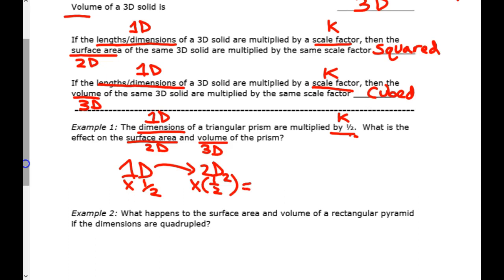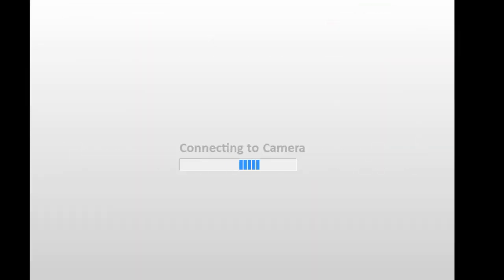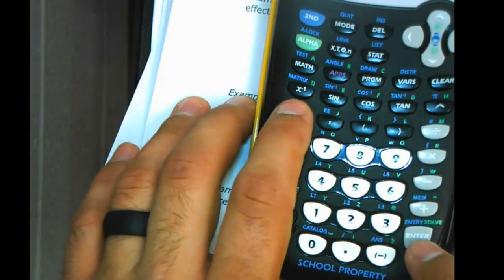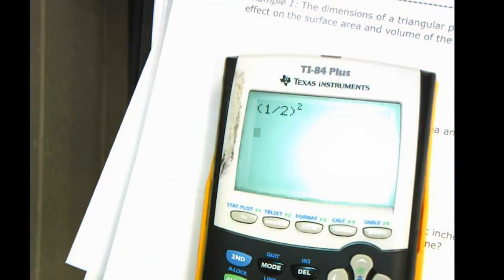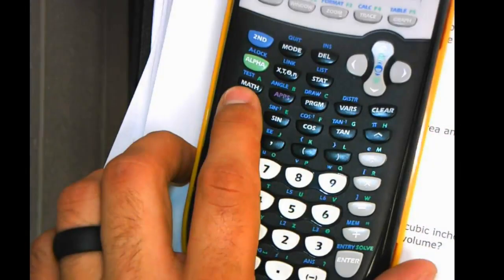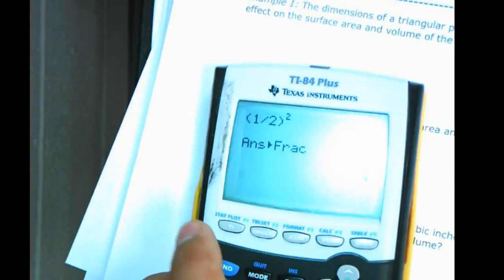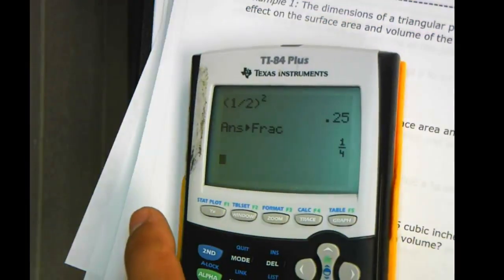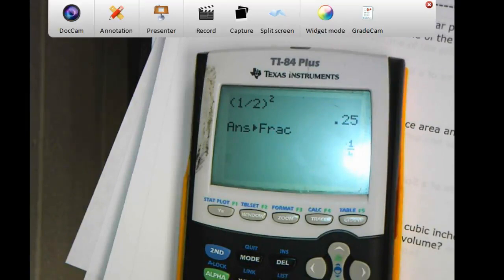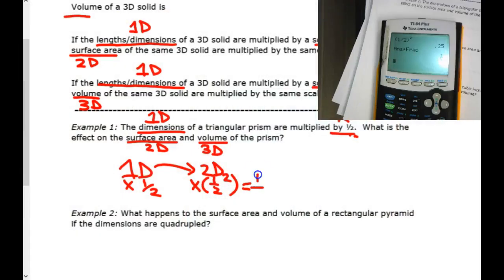We could type it in our calculators, even if we got the old ones. If we do 1/2 squared, we would get 0.25. Here's a little trick. If you press math, enter, enter, it'll tell you what the fraction is, and it is 1/4. Okay, so let's make this smaller. So we get 1/4. Cool.